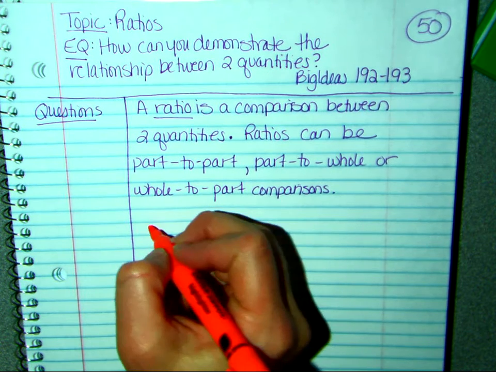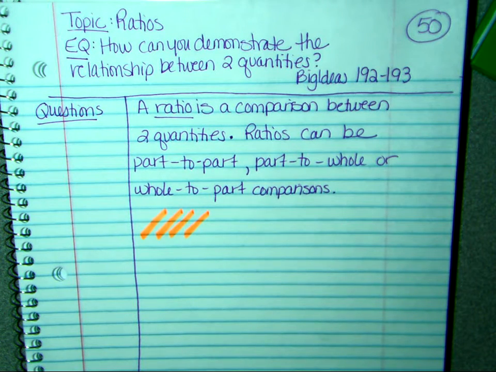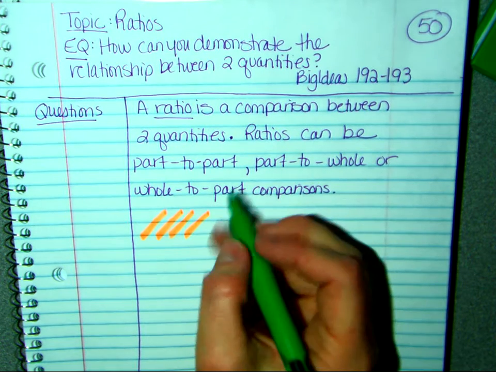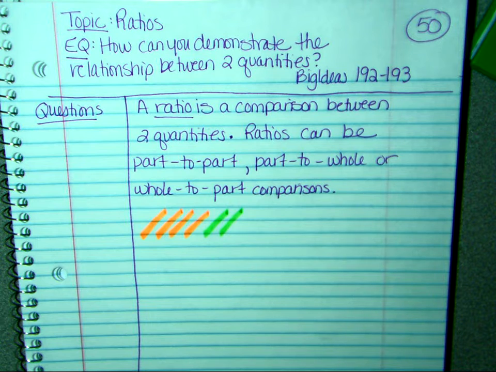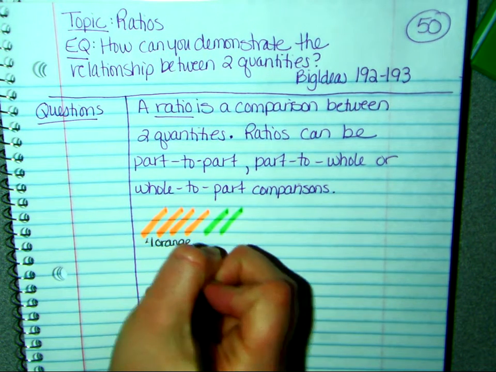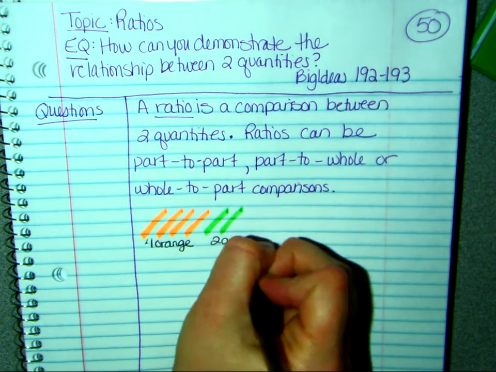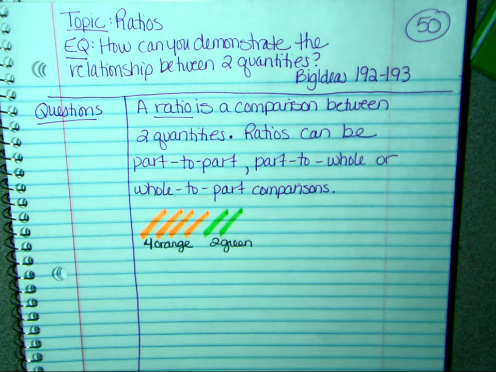So I'm going to start with my first color, and I'm going to draw 4 dashes, or 4 little backslashes. And then I'm going to take my second color, and I'm going to draw 2 backslashes. So I have 4 orange and 2 green. Now you might have 4 pink and 2 blue, 4 pencil, 2 pen. Whatever colors you have, you can label it your own, but I want you to do the same 4 to 2 ratio.